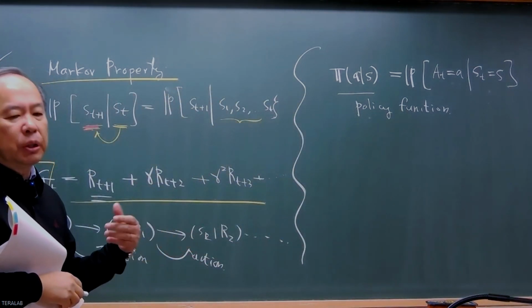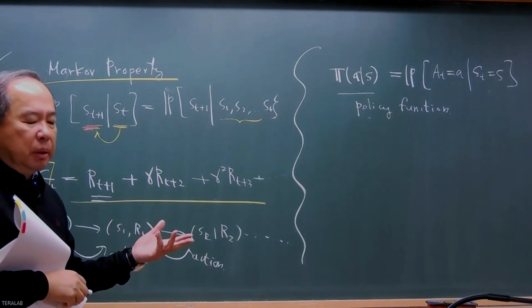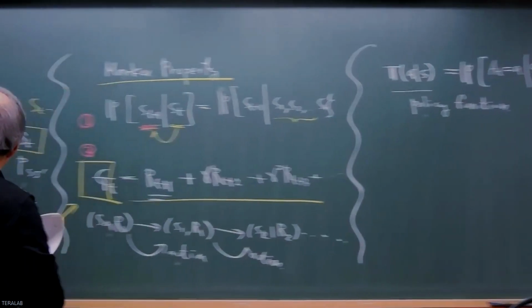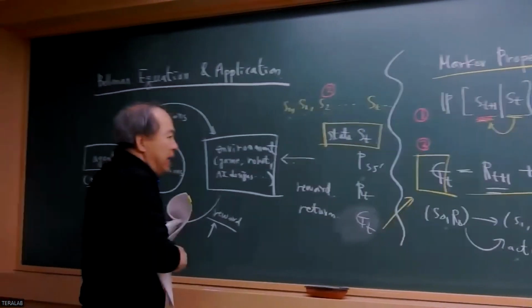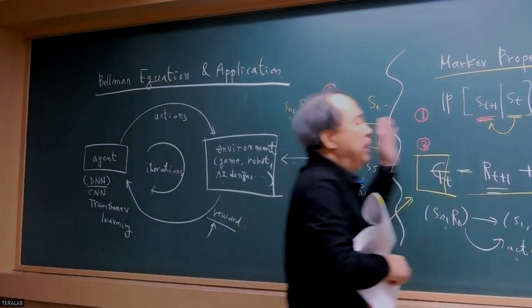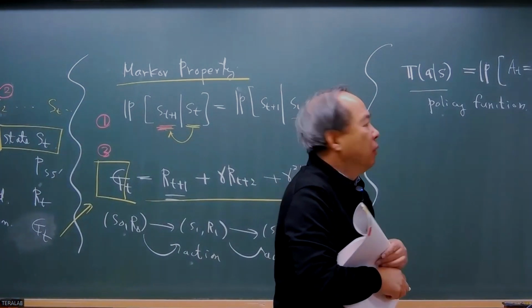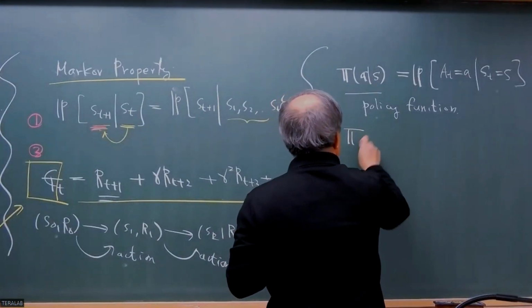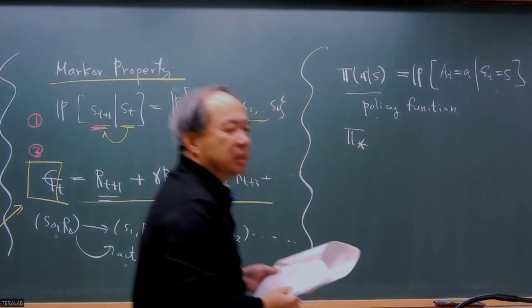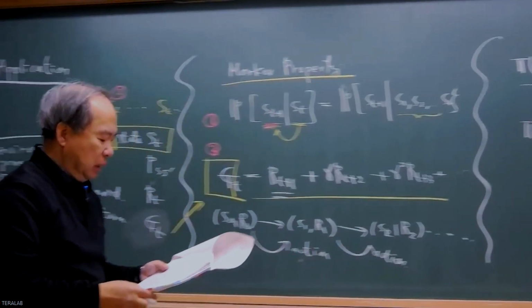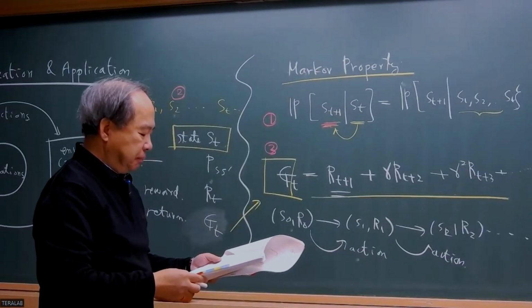Sometimes it is known or sometimes it is not known. But when you find the optimal training of the agent, it will make this policy function an optimal policy. That is the purpose of reinforcement learning.